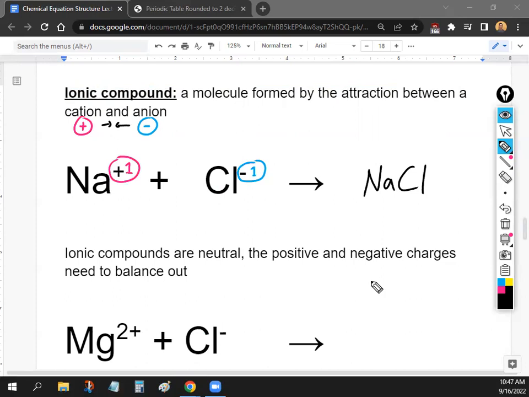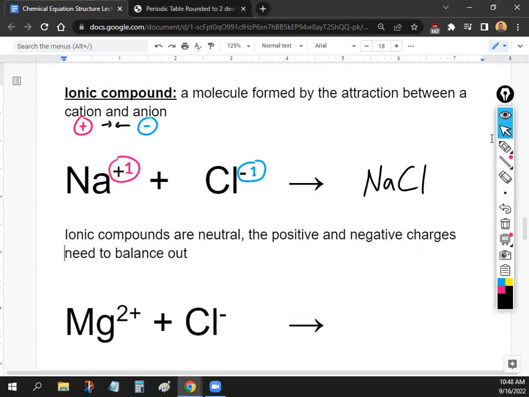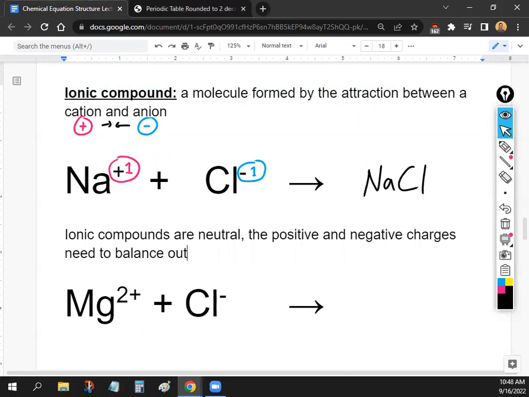So that's pretty much what we're going to be doing today. I'm going to be giving you guys different ions like this, and you just need to tell me, hey, what molecule are they going to make? Okay, so pretty simple. All right. Any questions about Na and Cl coming together? Why they make NaCl? Okay, let's move on to the next one.